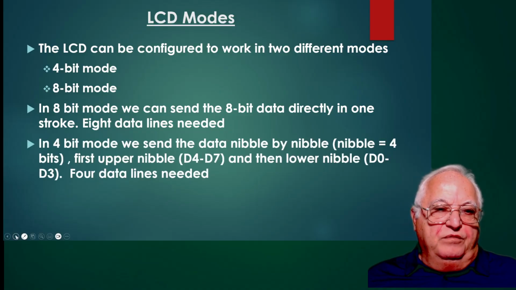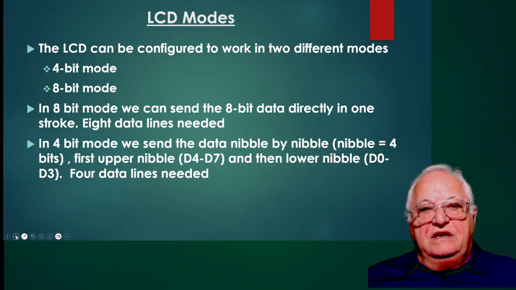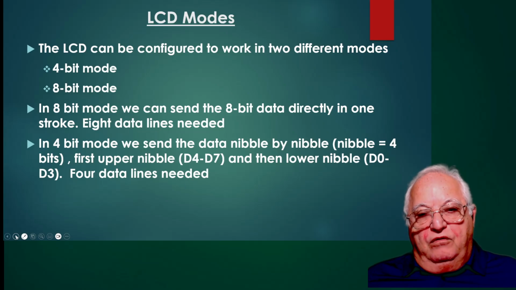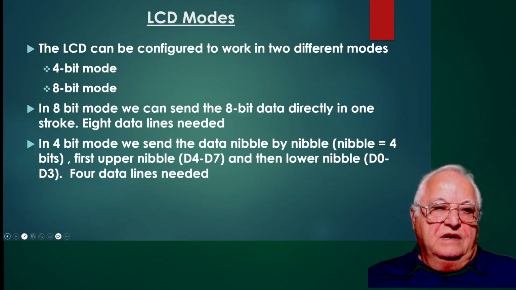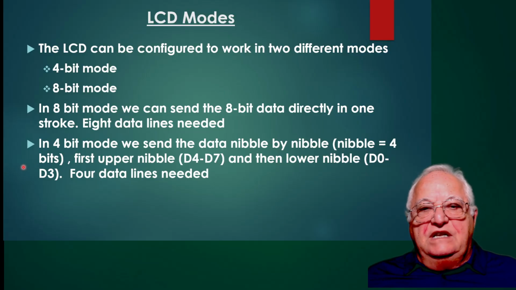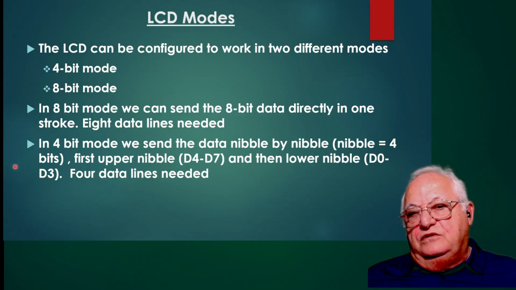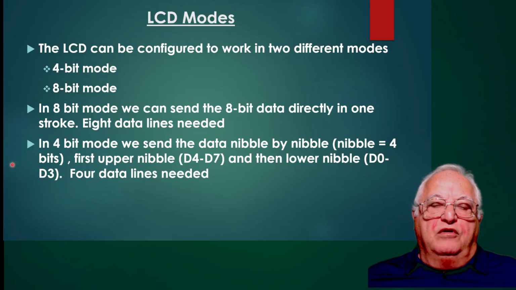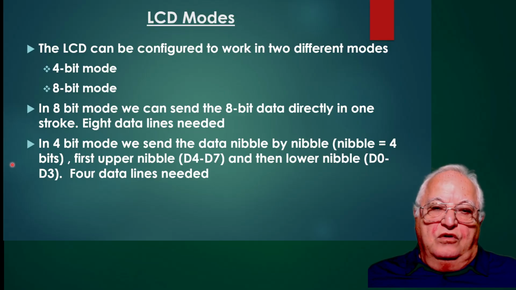Now we have a 4-bit mode. It's simpler in the sense that we don't have so many wires hooked up. So we only have 4 wires hooked up. In the 4-bit mode, we send the data nibble by nibble. So we have to send 4 by 4. So it takes 2 transmissions to send an ASCII character.